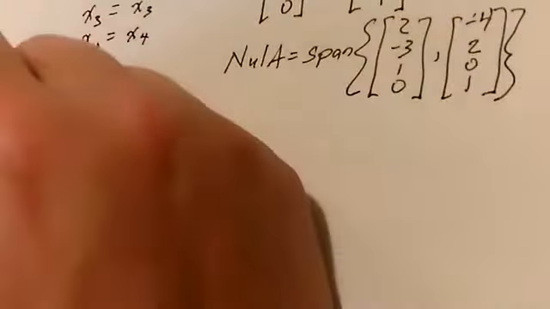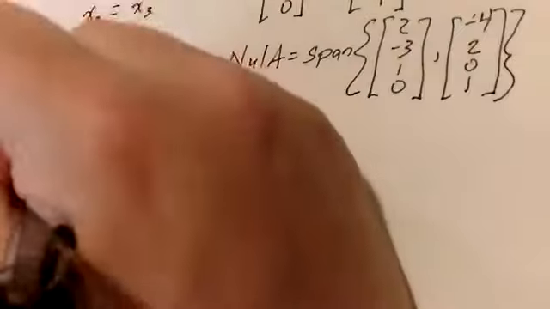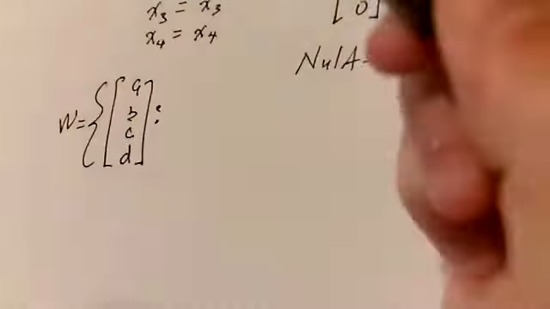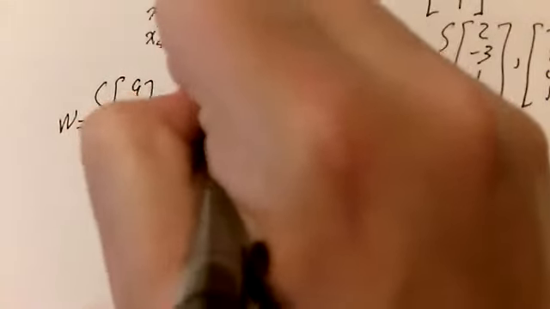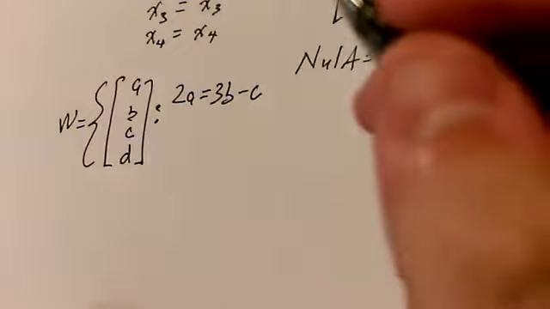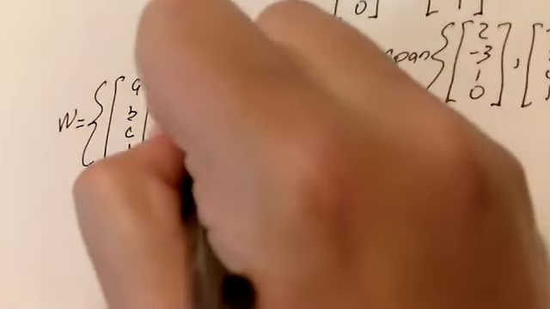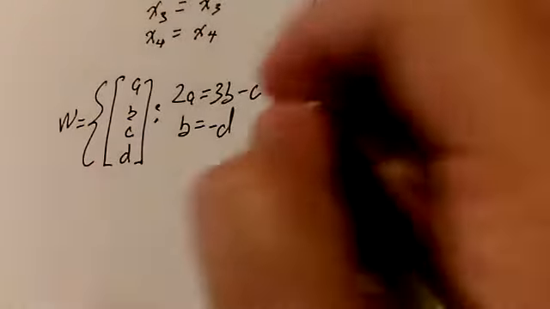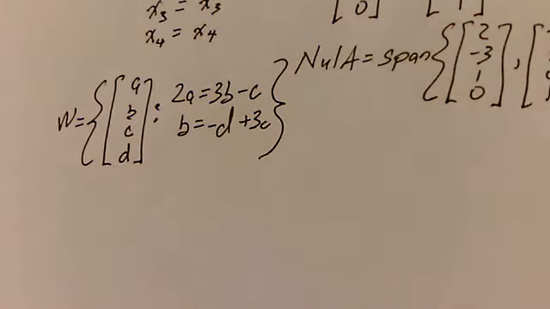So let's consider a space W. This space W is a subset of R4. So it has A, B, C, and D. And the conditions on A, B, C, and D here, I have 2A is equal to 3B minus C. And I have B is equal to negative D plus 3C. So I have those two conditions.